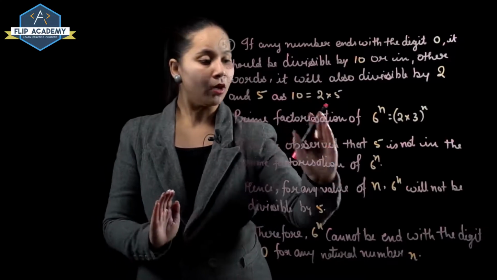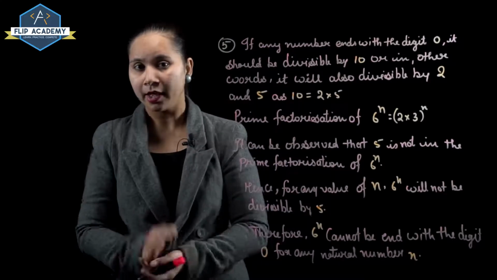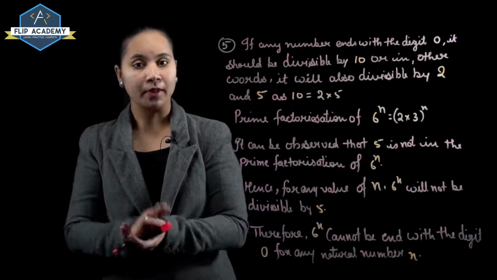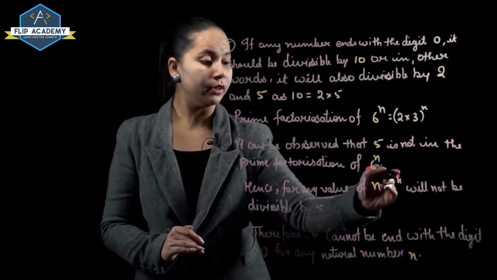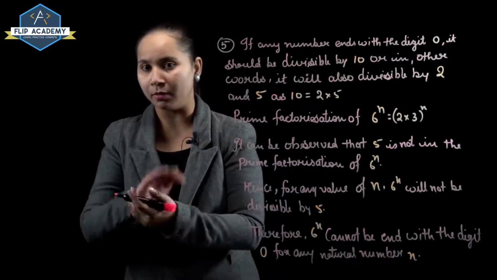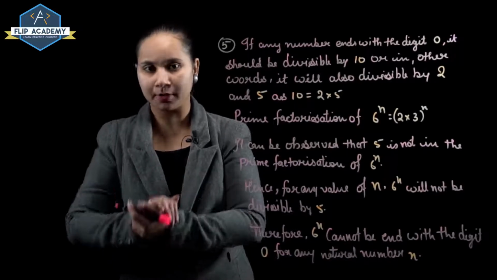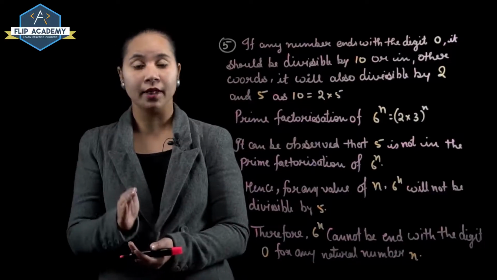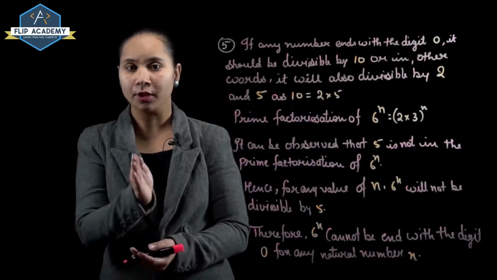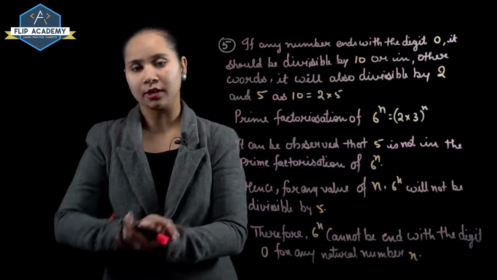Now it can be observed that 5 is not in the prime factorization of 6 to the power n. So we observed that 5 does not come anywhere in 6 to the power n. Hence for any value of n, 6 to the power n will not be divisible by 5. If it is not divisible by 5, it means 6 to the power n never ends with the digit 0. Now fifth question is complete here.